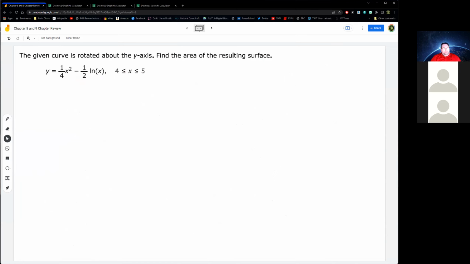All right, so this one's given the curve rotated around the y-axis. The area of the resulting surface is this. So in this case, I still have my 2 pi integral from a to b. My radius is going to be x, because we're going around the y-axis, so x out is going to be my radius. Does that make sense? Yes.